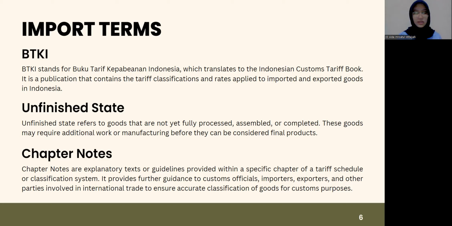And then the last, we have chapter notes. This belongs to import terms as they provide explanatory information and guidelines within a tariff schedule to interpret and classify imported goods accurately. This provides further guidance to customs officials, importers, exporters, and other parties involved in international trade to ensure accurate classification of goods for customs purpose.